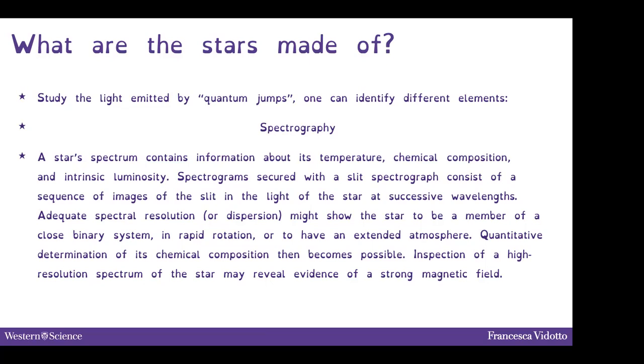So you have probably seen that if you have some light that goes through a slit, then on the other side the light opens up into different components, the different colors. You see something like a rainbow, basically. This is the principle at the base of spectrography.